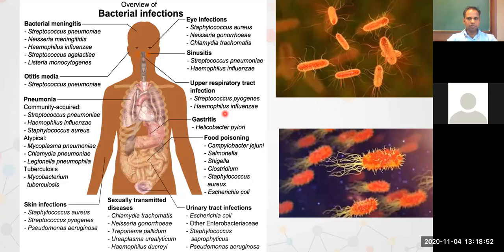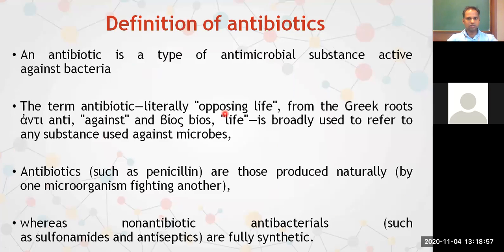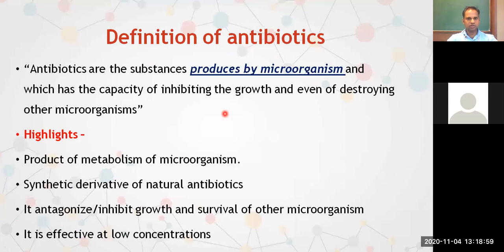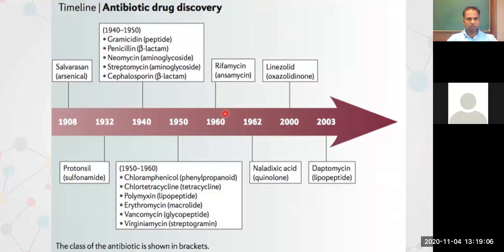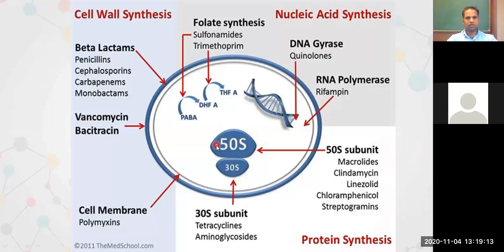Okay, so these are a few slides that we already studied in the last two lectures. Mainly we covered the definition, history of antibiotics, then timeline of the antibiotics, when which antibiotic was discovered, classification of antibiotics based on their uses, based on their mechanism of action, and based on their chemical structures. Okay, these are the three ways we can classify antibiotics.